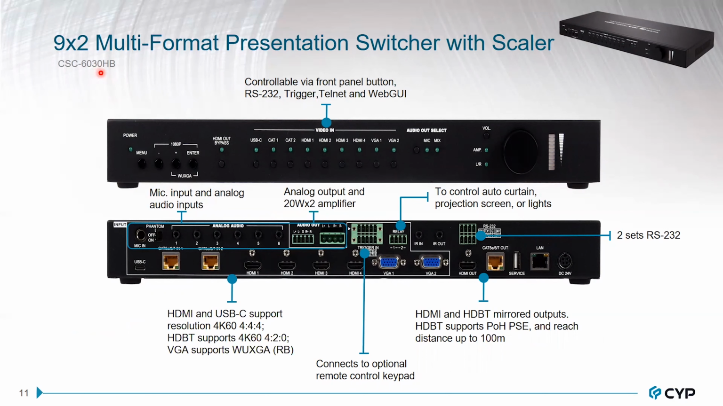CSC6030HB is a family model of the CSC6030 CVE. The difference between these two models is the input sources. CSC6030HB doesn't have DisplayPort input, but it carries two HDBaseT inputs, which support resolution up to 4K 60 4:2:0. Same as CSC6030 CVE, the unit has the HDMI and HDBaseT mirror output and a powerful audio transmission system.